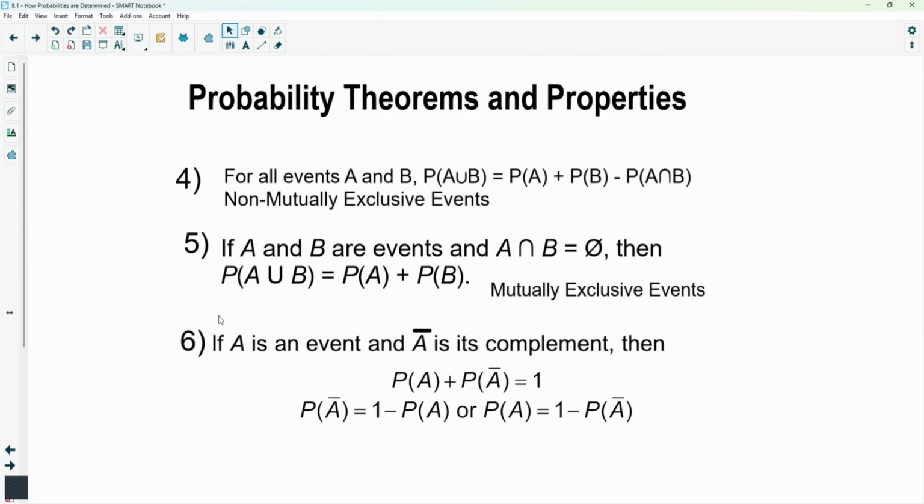Okay, so again, we add 2 or 3 more to that list. We know that when you have non-mutually exclusive events, you've got to subtract whatever they have in common. When they are mutually exclusive, we just add the individual probabilities of those events. And then we have the complement. We can find it by subtracting the probability of that event from 1.